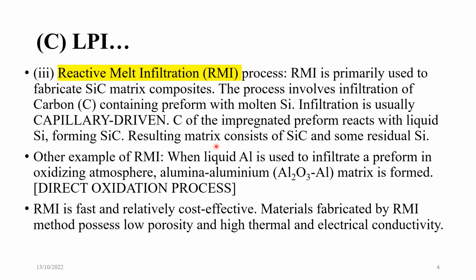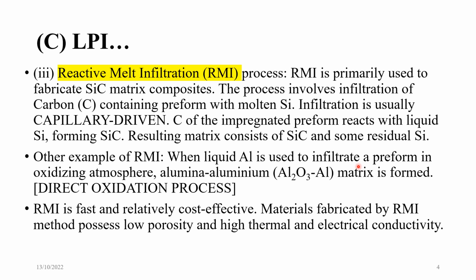The resulting matrix consists of silicon carbide and some residual silicon. Now whenever we say some residual silicon, that means the complete reaction has not taken place. So it may mean that we further have to re-infiltrate with carbon so that the remaining silicon is again converted into silicon carbide. Other examples of RMI: when liquid aluminium is used to infiltrate a preform in an oxidizing atmosphere, aluminium oxide matrix is formed.